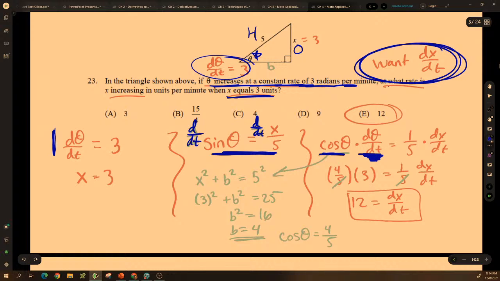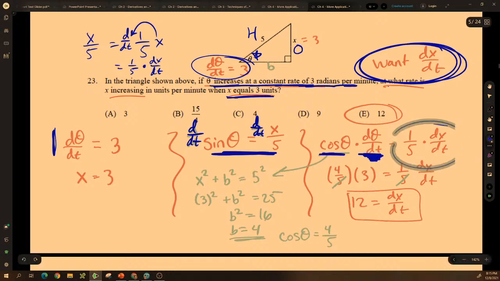Then the derivative of x over 5. Okay, x over 5 is kind of like the same thing as 1/5 x. So the derivative with respect to t of 1/5 x is just 1/5, but then times, these variables don't match, so we need to do implicit dx dt. So that's how I got this right side.